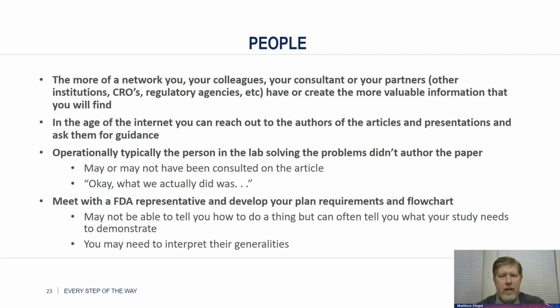If you're going to get into the in vivo space, and again, in vitro space as well, but I have found in the in vivo space, you have to have that network. You've got to have the colleagues, you've got to have your partners, you have to have the people to reach out to where they might not know the person to talk to. They may well know the person who knows the person. And now you're talking to someone who's actually done what you're trying to do. I mentioned reaching out to the authors. The person writing the paper was not the person doing the work.